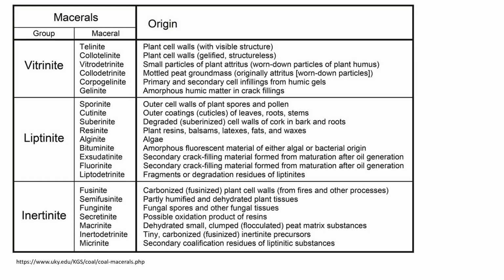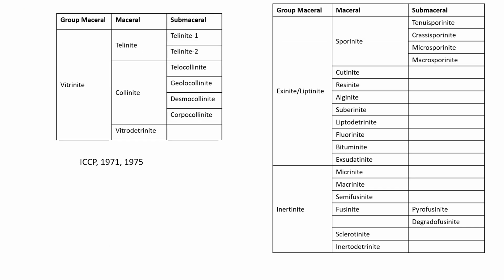Secretinite, possible oxidation product of the resin. So once they are secreted, they may get oxidized, giving rise to secretinite. Macrinite, this is dehydrated small flocculated peat matrix substances. Inertodetrinite, again, these are the tiny carbonized inertinite precursors. And micrinite, this is secondary qualification residue of liptinitic substances. So you have to understand and remember from which part of the plant which type of maceral group is formed, and this is a very common question asked in the GSI examination.